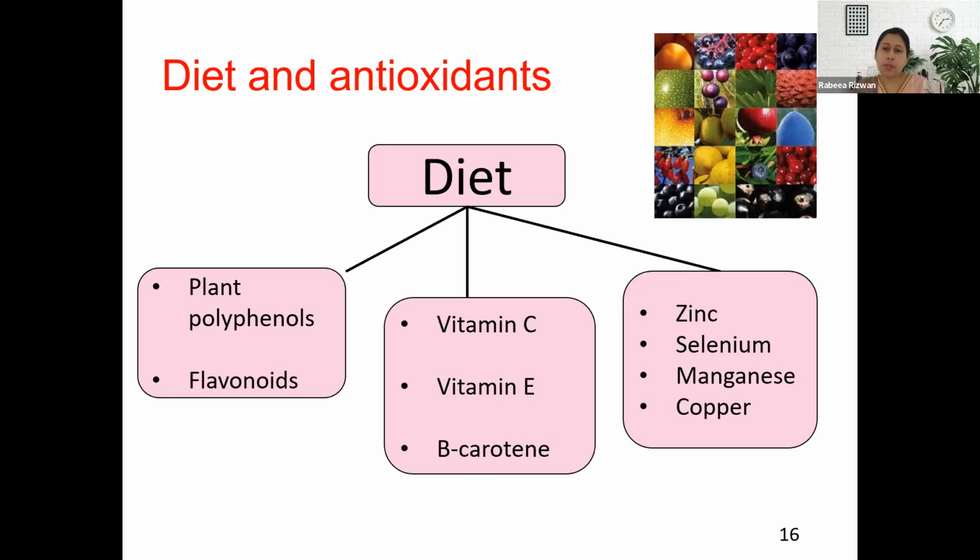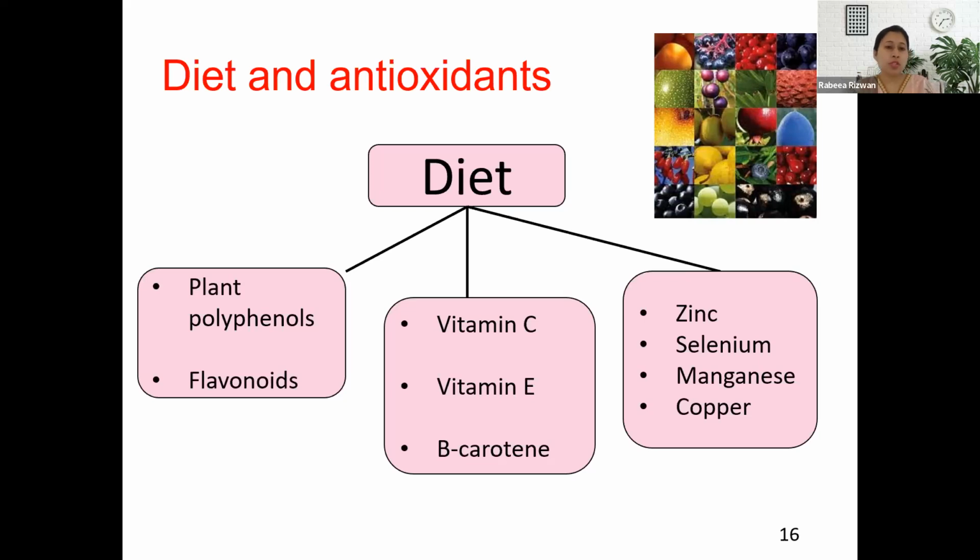It is also a powerful antioxidant. However, there are some minerals as well that we take from our diet through poultry meats and plant species that act as antioxidants. Among them, the most common are zinc, selenium, manganese, and copper.